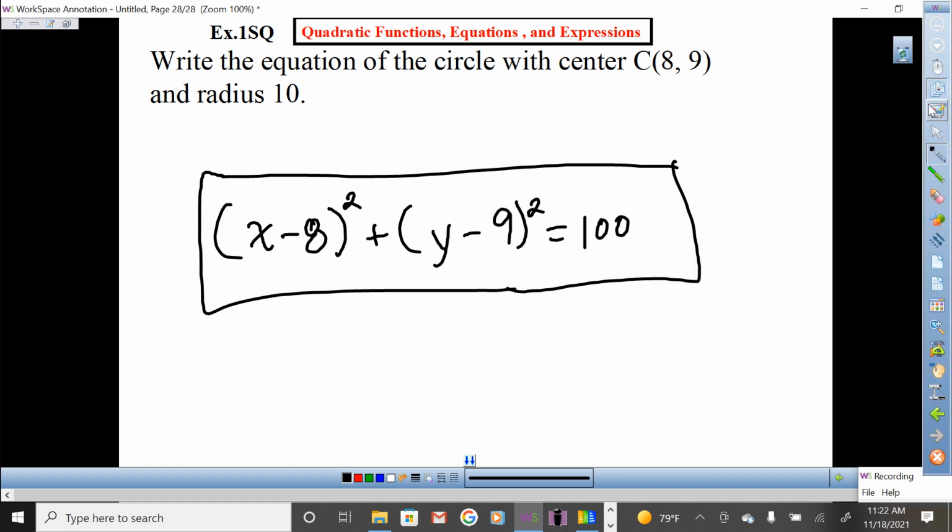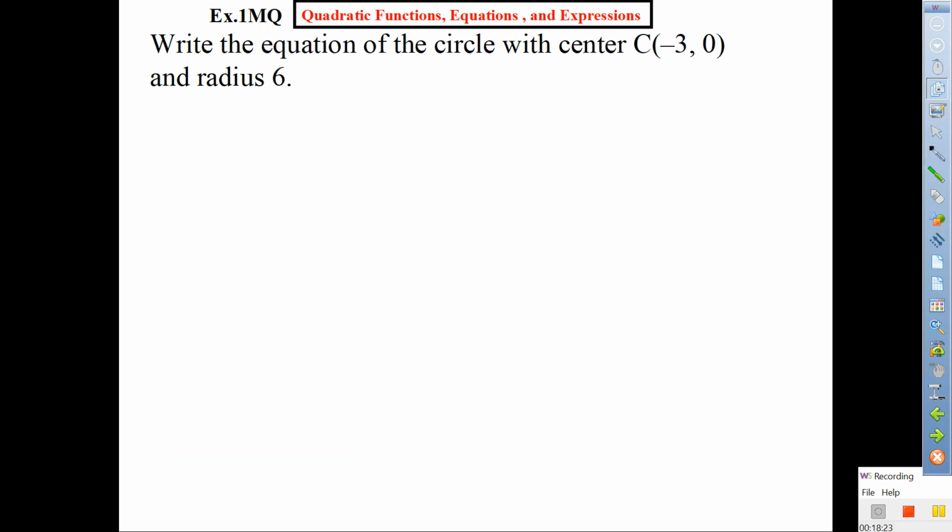All right. We good, yeah? Okay, copy this next one. Example 1 mega cube. The center is at negative 3, 0, and the radius 6. Copy that and write me our standard form equation simplified. Ready, go. All right, let's see. Walk me through this process.